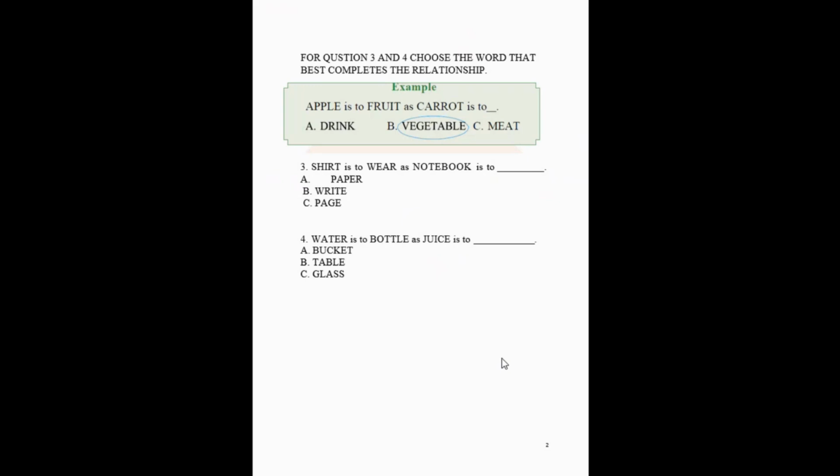So question number 3 is: for example, apple is to fruit as carrot is to vegetable, right? There is a relationship. Apple comes into the category of fruit and carrot comes into the category of vegetable. Shirt is to wear as notebook is to paper, write or page. We write on the notebook, right? Water is to bottle as juice is to where you would be pouring the juice or keeping it, in the glass. Okay.